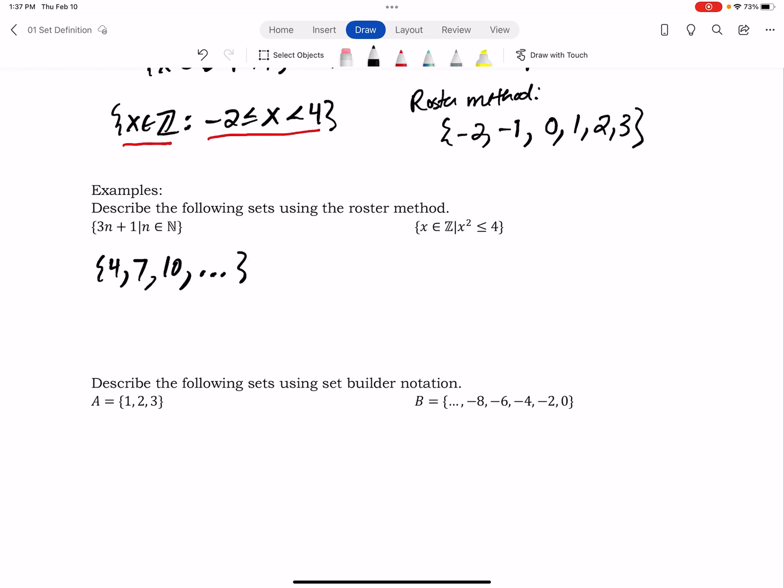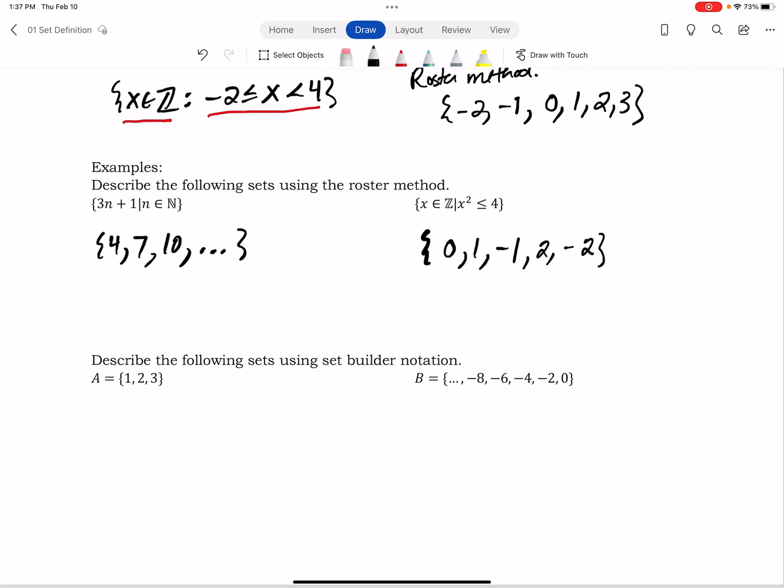Okay, the second set I said the x in Z, so integers, such that x squared is less than or equal to 4. So think of all the integers you can square so that they'll be less than or equal to 4. So you could square 0, you could square 1, but you could also do -1, because when you square -1, it's less than 4. You could do 2, and you could do -2. And notice I didn't list them in order that time. I just listed them as they came to us.